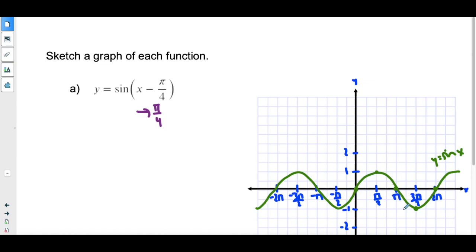So each point on my graph of y is equal to sine x, I'm going to need to shift right pi over 4. And here I can tell, on my graph, if I go 2 boxes to the right, 2 boxes equals pi over 2 radians. That means 1 box to the right will be pi over 4 radians. So I'm going to need to take each of my points and shift them 1 box to the right, since that's equal to pi over 4 radians.